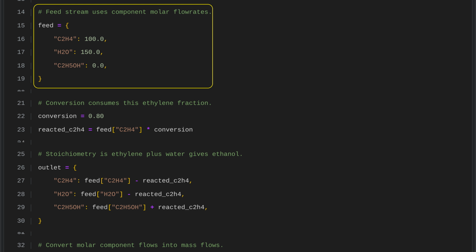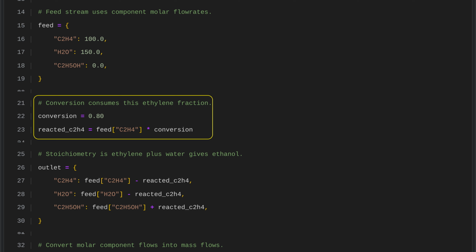The feed stream is represented by a dictionary of molar flow rates entering the reactor. It includes 100 kmol per hour of ethylene, 150 kmol per hour of water, and no ethanol initially. This defines the starting amounts of each component before the reaction begins. The ethylene conversion rate is set at 80%, meaning that this fraction of the feed ethylene reacts. The amount of ethylene consumed is found by multiplying the initial ethylene feed by 80%.